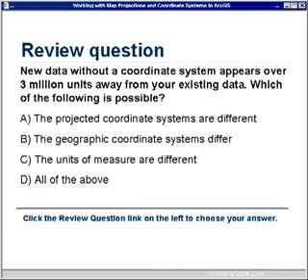So now we're going to do a second review question, and this is really on our last topic, or our previous topic, I mean. New data without a coordinate system appears over 3 million units away from your existing data. Which of the following is possible? A, the projected coordinate systems are different. B, the geographic coordinate systems differ. C, the units of measure are different. Or D, all of the above. Please click the review question link on the left to choose your answer, and I'll give you the answer in a few slides.